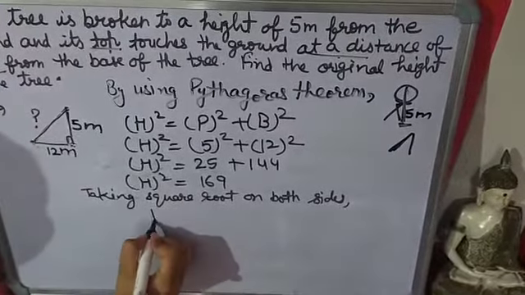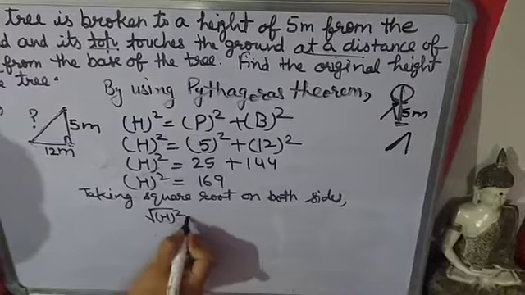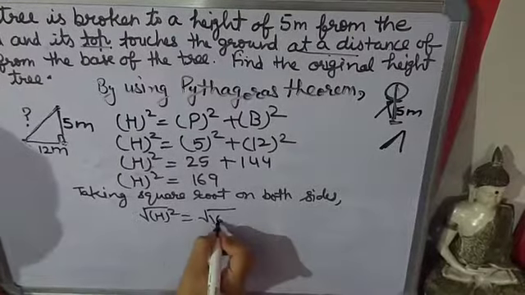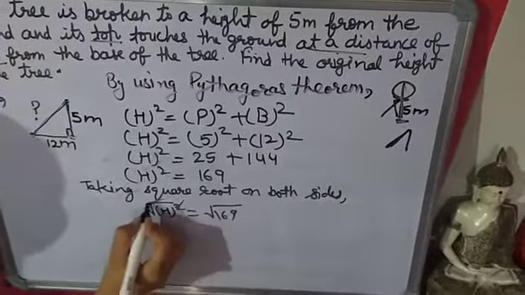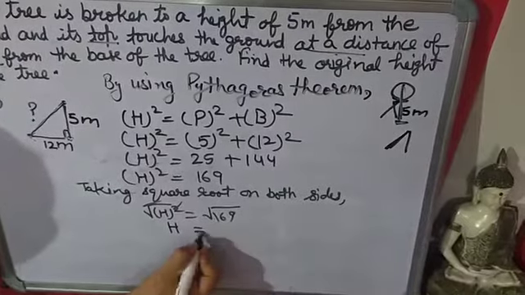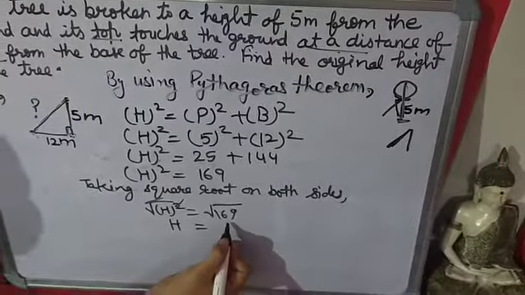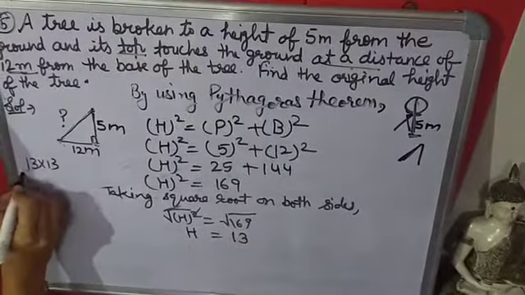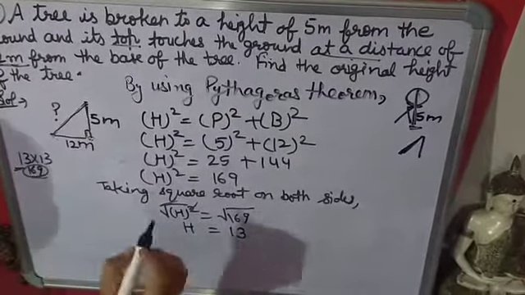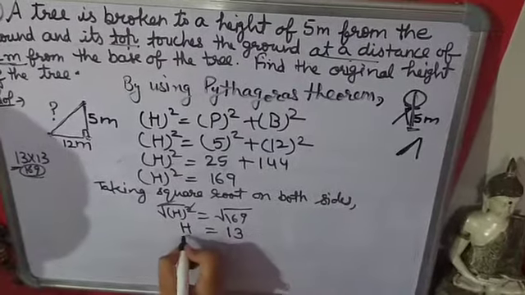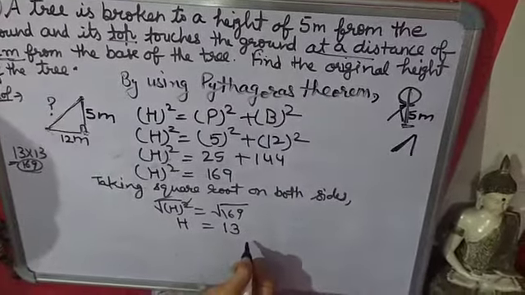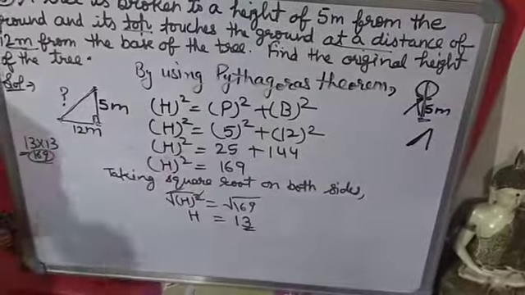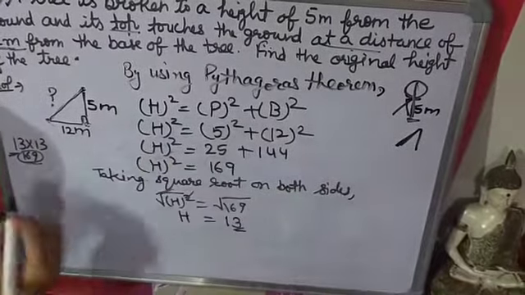ठीक है? So here it will come, and here also. Square and square root will be cut. So what is the square root of 169? 13. 13 multiply 13, it will be 169. ठीक है? So here hypotenuse is 13. This side is 13. Now you have to find the original height of the tree.